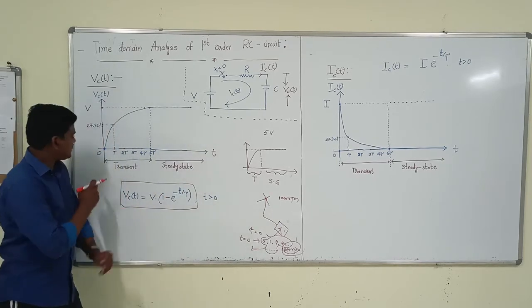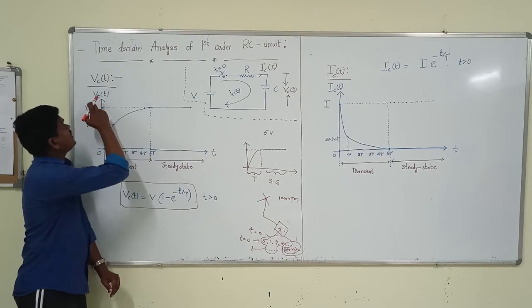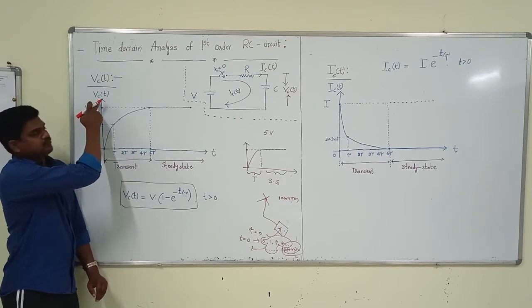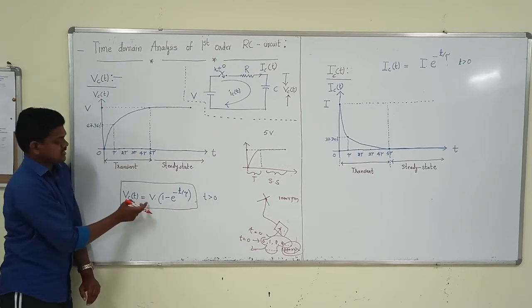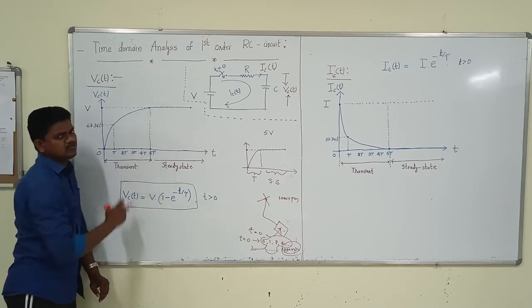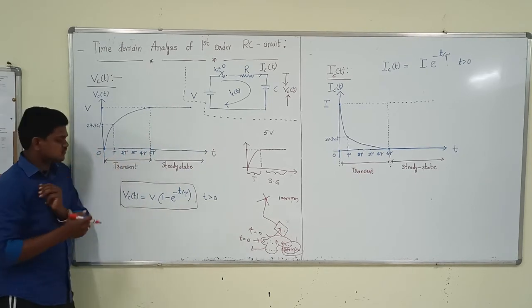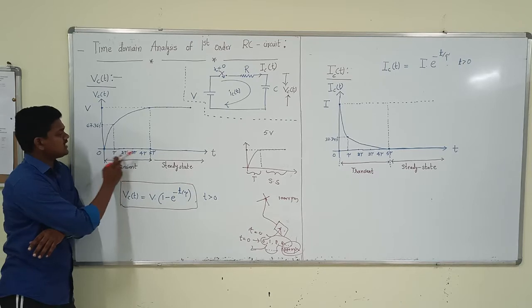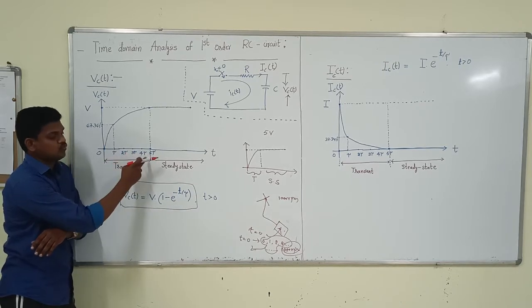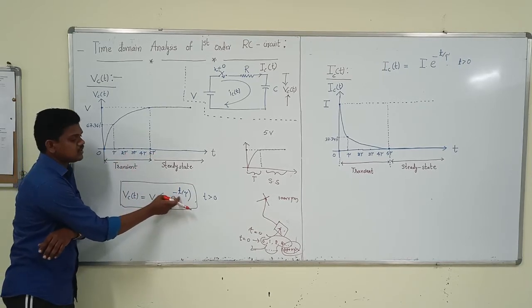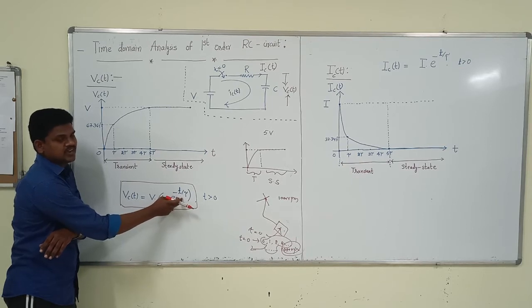This is the graph between the time and the voltage across the capacitor, VC of t. This is the maximum voltage across the capacitor, which is nothing but the supply voltage. Supply voltage is the maximum voltage. So why are we taking 5 tau? Because here tau is the only comparison term, the time constant.